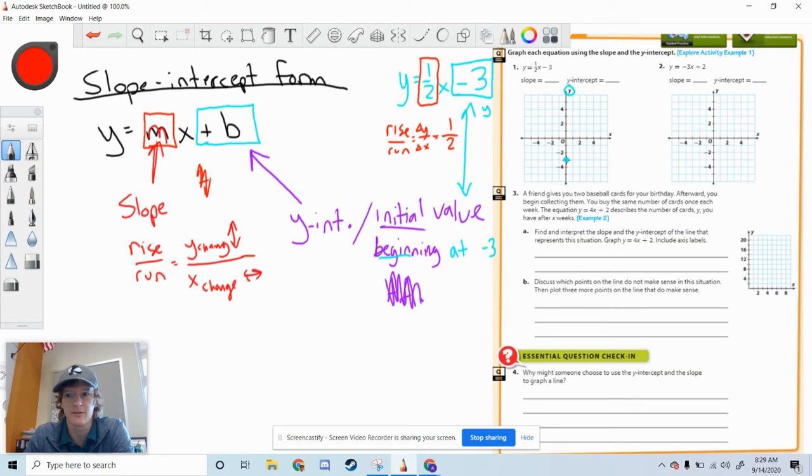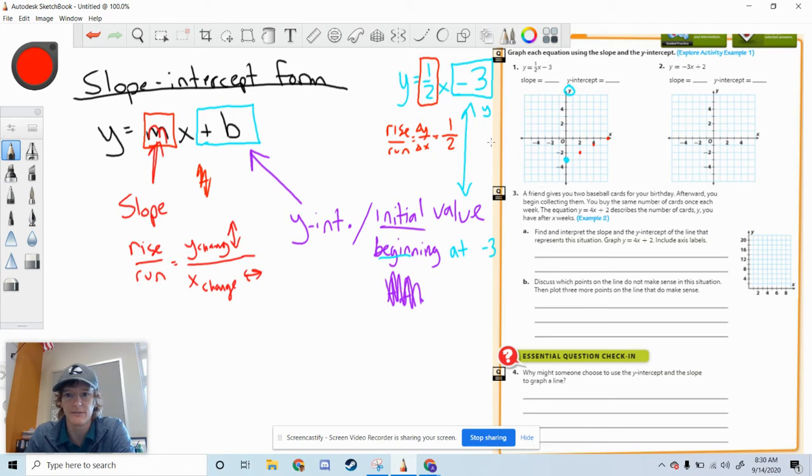So what I'm going to do, I'm starting at our beginning value, our initial value. I'm going to go up 1, and then I'm going to go to the right by 2, and I'm going to put a point. And I'm going to keep doing this over and over again. Up 1 to the right 2. Up 1 to the right 2. And notice my line kind of stops at the y-axis, but it technically keeps going forever.